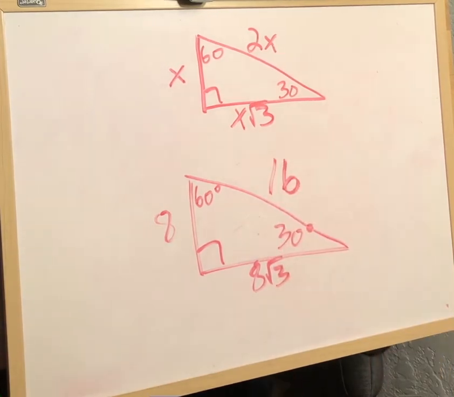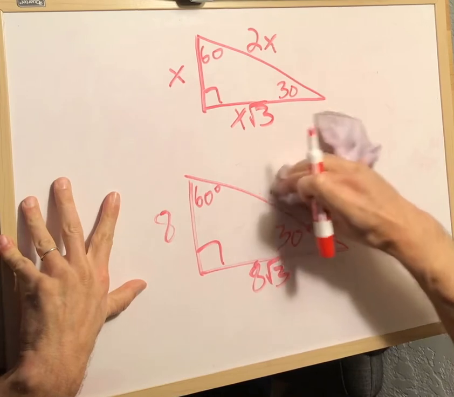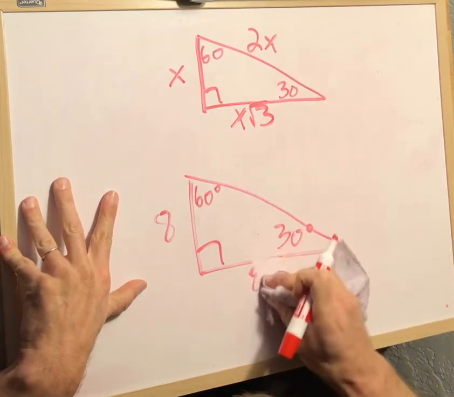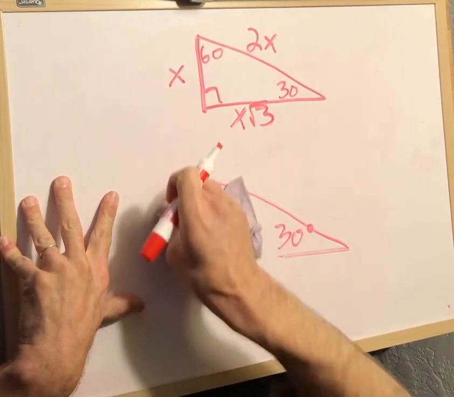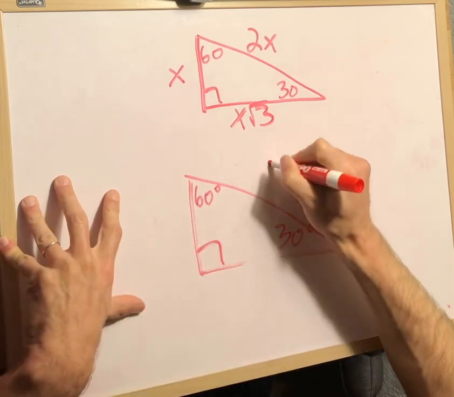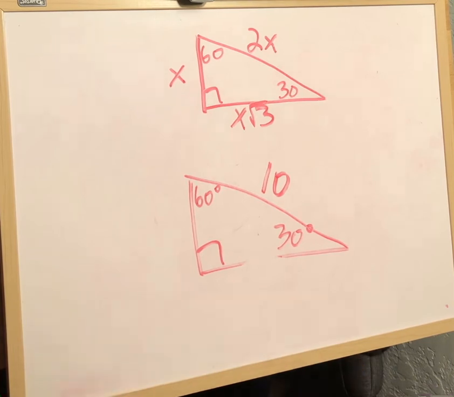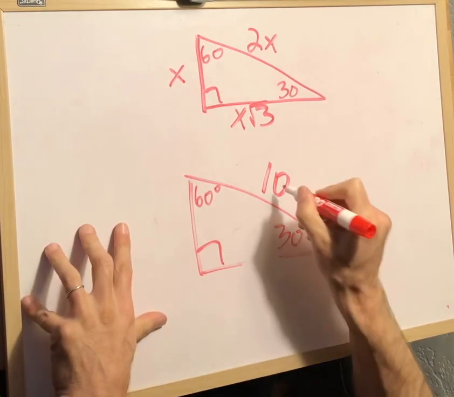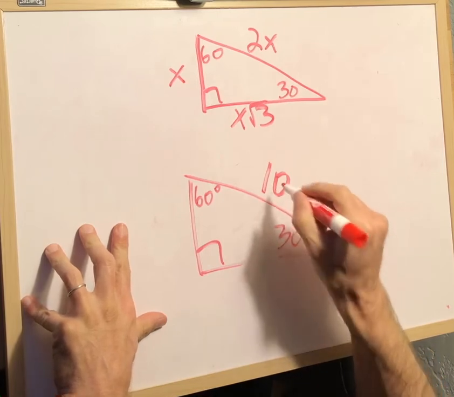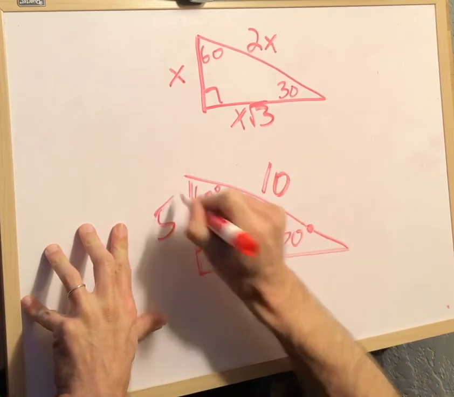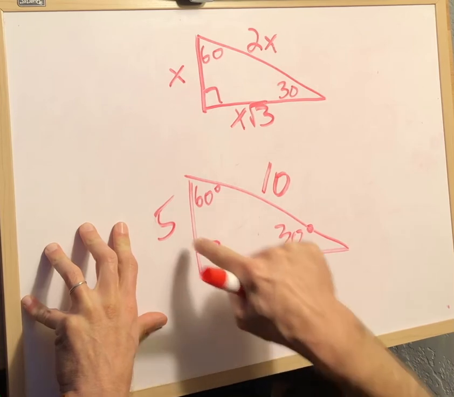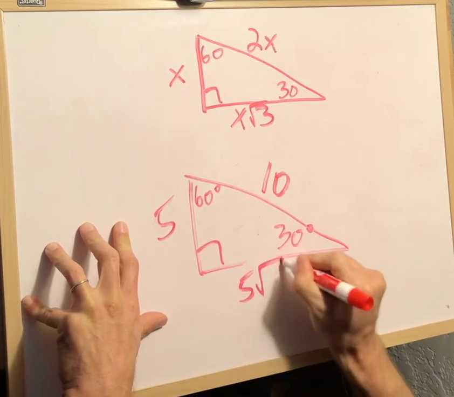All right, next one. I give you a hypotenuse of 10. Pause this video for a second and see if you can actually find what the other two sides are. Pause the video, see if you can find this side and this side. All right, so if you paused it, you should have understood that your hypotenuse is always twice the size of your smaller leg, and your larger leg is your small leg times root 3.